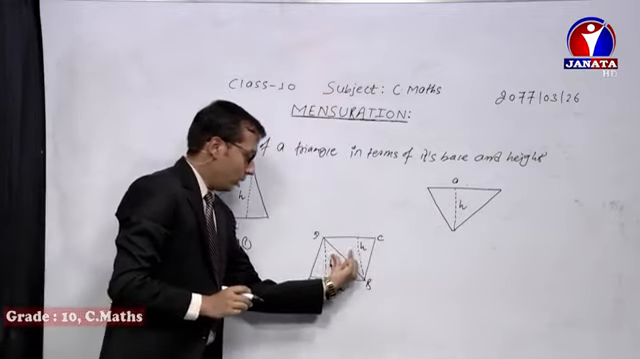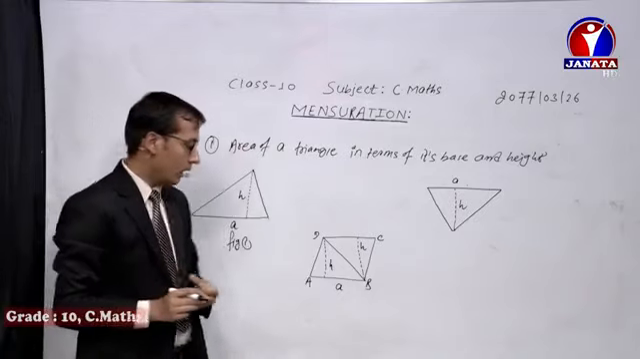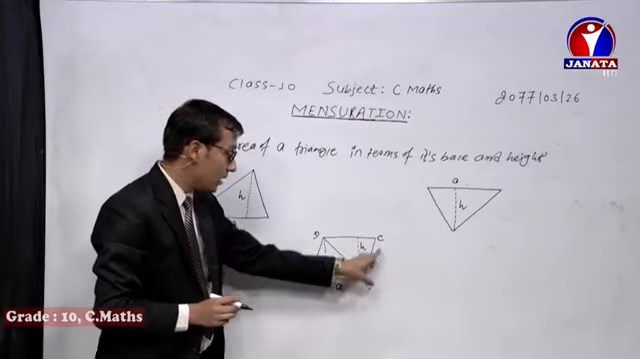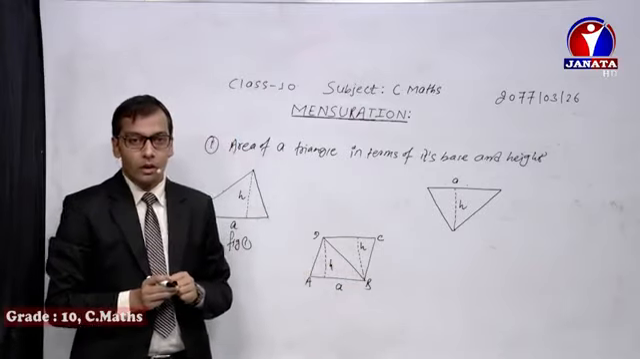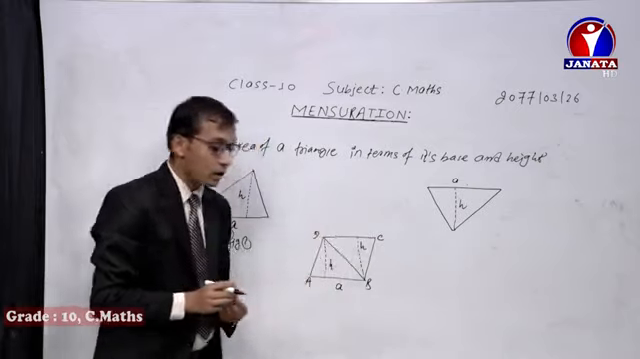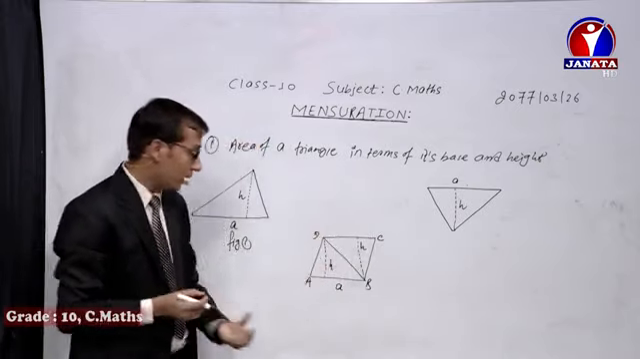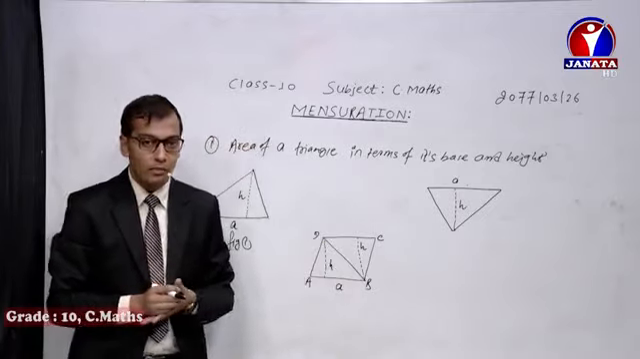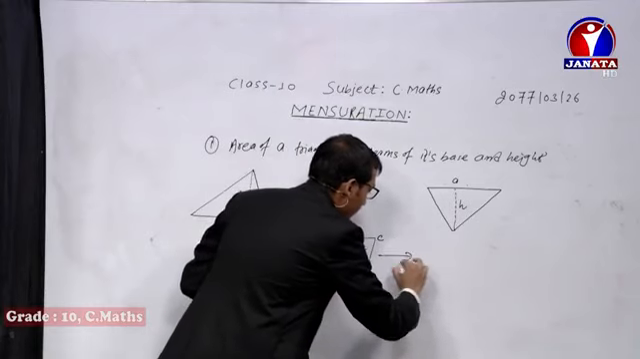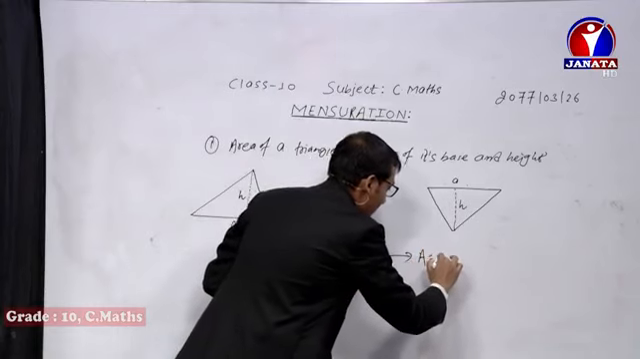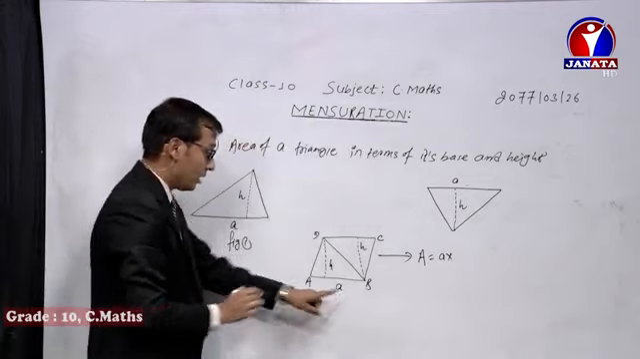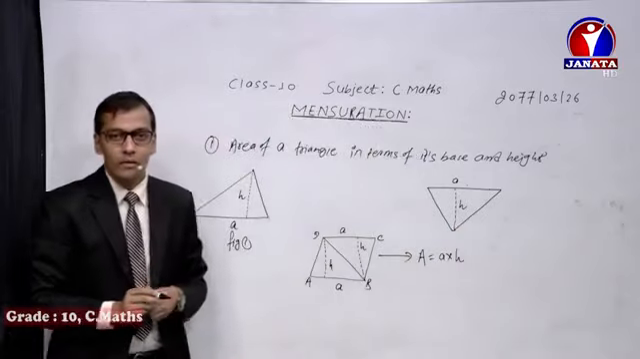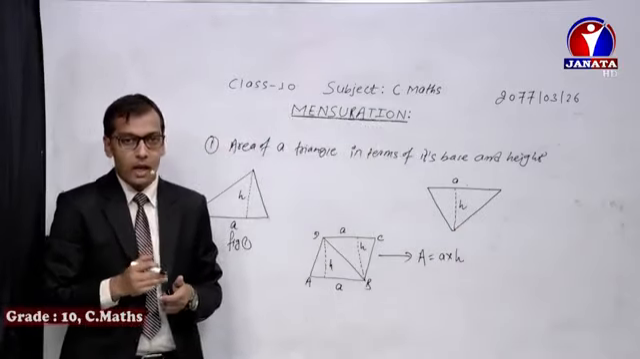Okay, so if we look at this figure, here are two triangles ABD and BCD. We know the area of a parallelogram is base times height. Here base is A, this is also A, and what is the height? H. Area of a parallelogram is base times height.